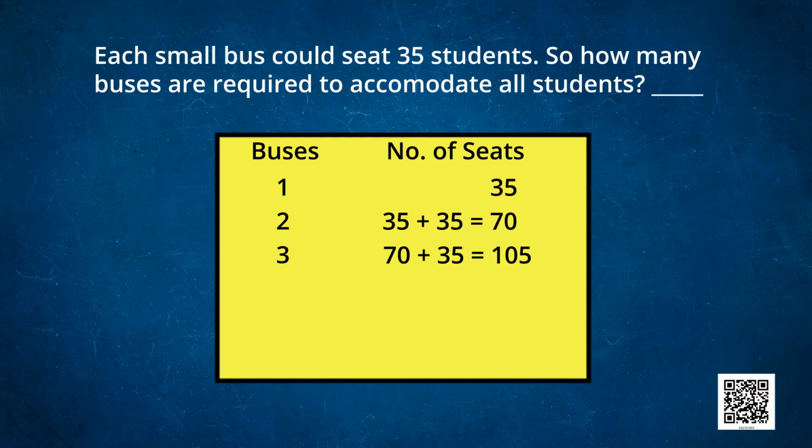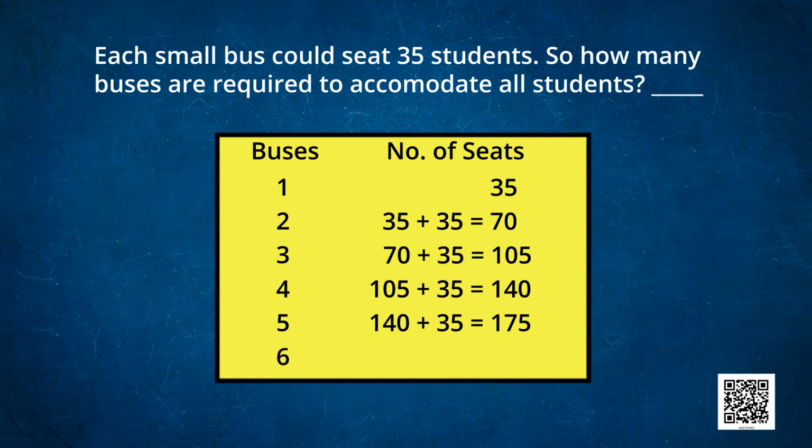Similarly, 4 buses can seat 105 plus 35, that is 140, and 5 buses will seat 140 plus 35, that is 175 students, and 6 buses will seat, we add 35 more, so 175 plus 35 gives how many seats? Students, you find it out.